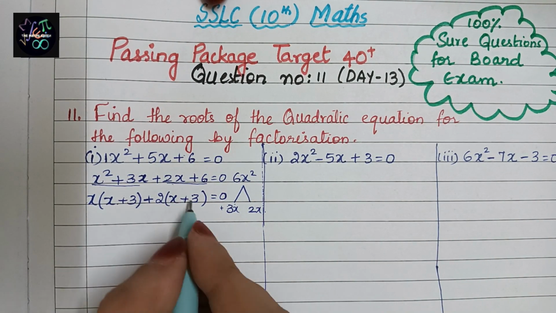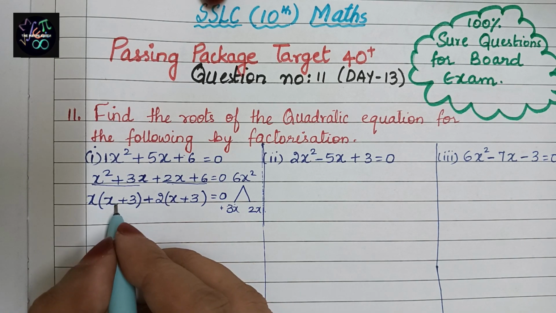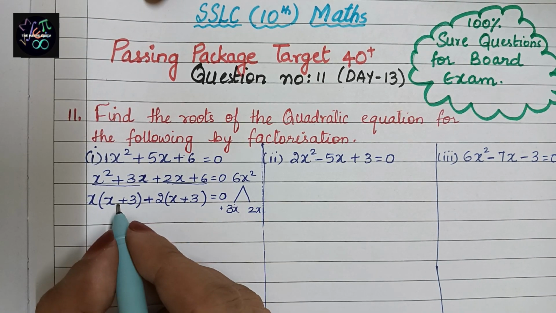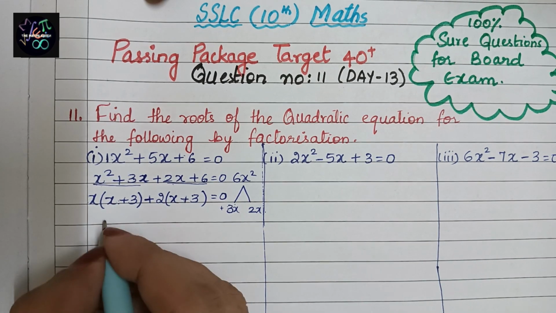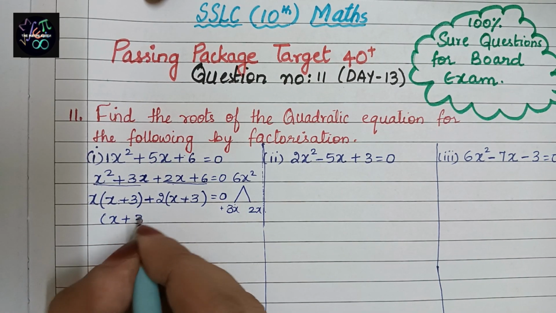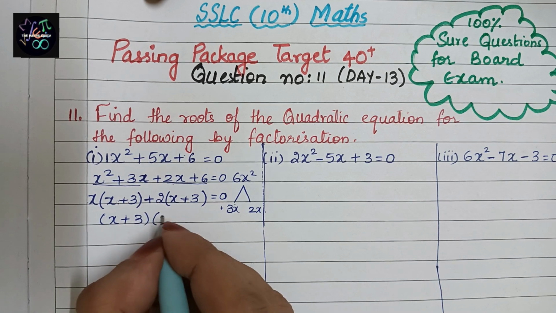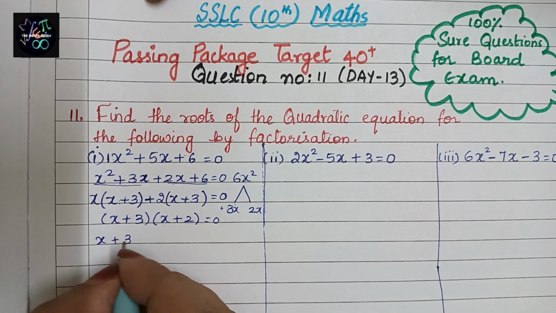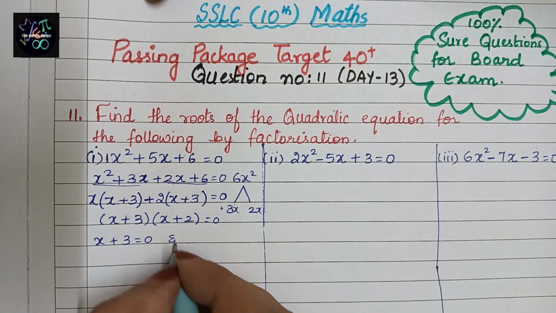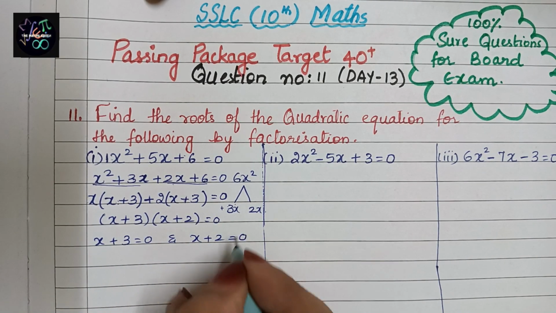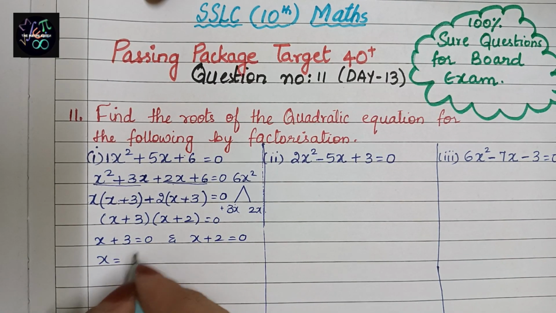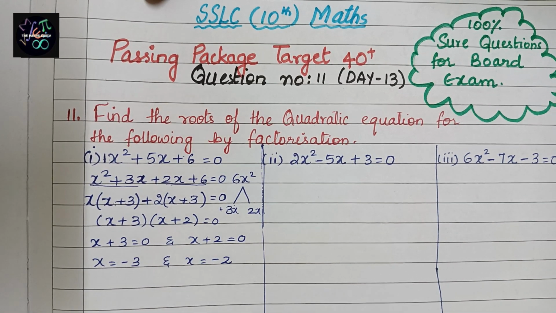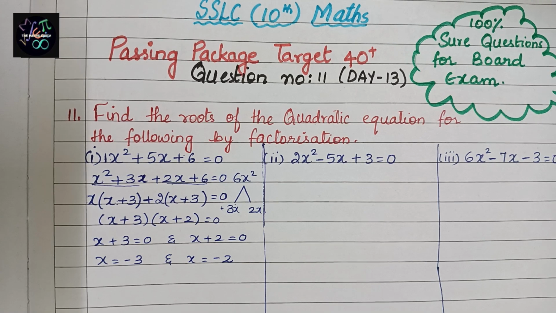Always remember, in this quadratic equation, these two brackets should be the same. We should not make these brackets different. These two common brackets should always have the same sign. So now what is common here? This common bracket, x plus 3. What remains? x plus 2 equal to 0. So x plus 3 equal to 0 and x plus 2 equal to 0. So x is equal to minus 3 if we take this side, and x is equal to minus 2. So these are the roots of the first quadratic equation.